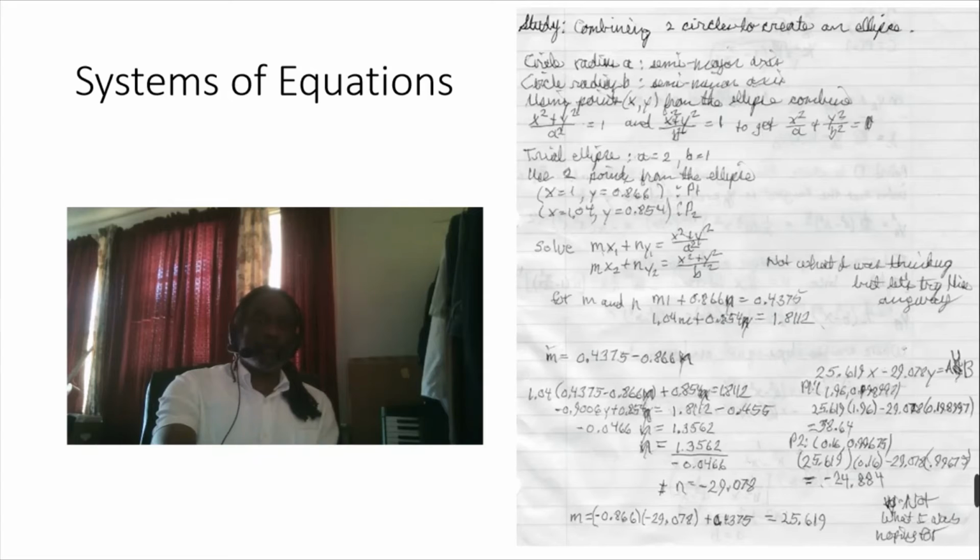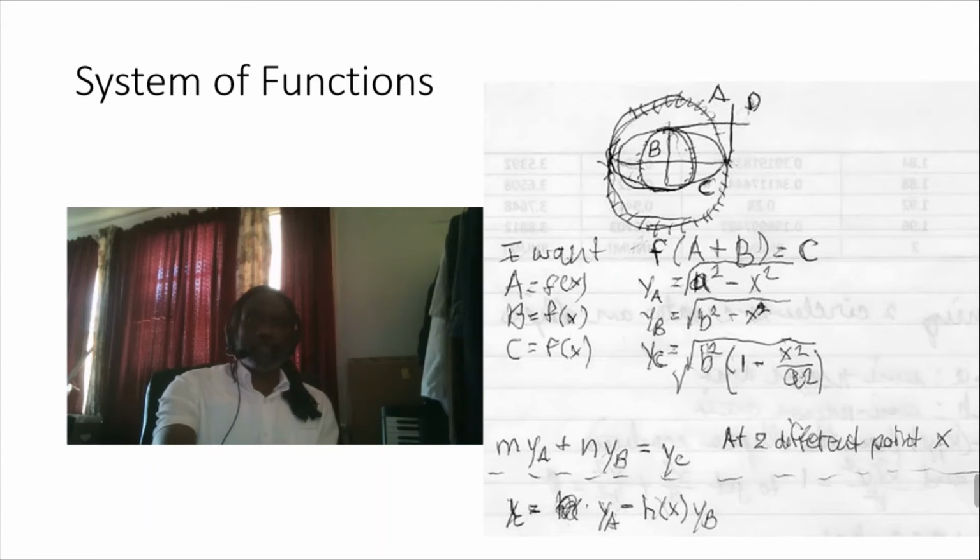So moving right along, I went to the next phase of thought, and I figured out, well, what do I really want to do explicitly? I want to find a function of the two circles that equals the ellipse. So I labeled the major circle A, the minor circle B, and the ellipse C, and explicitly wrote f of A plus B equals C, the function of A plus B equals C.